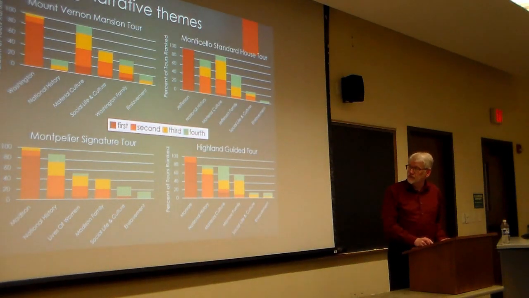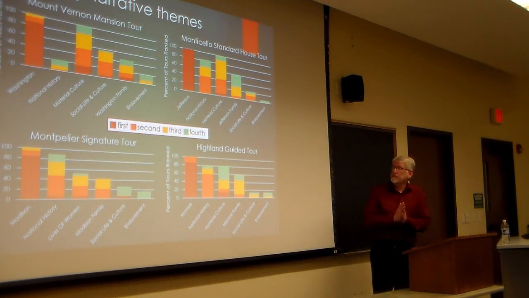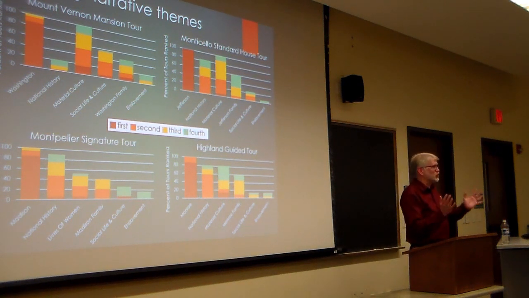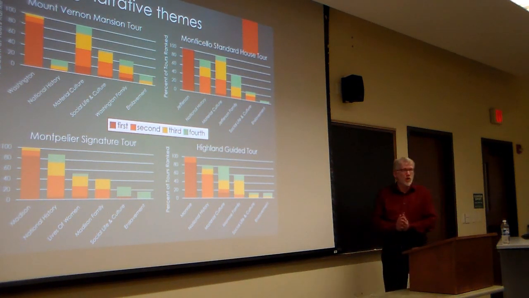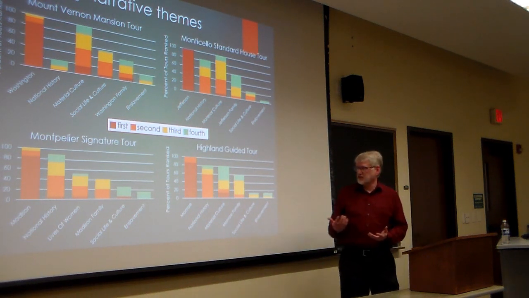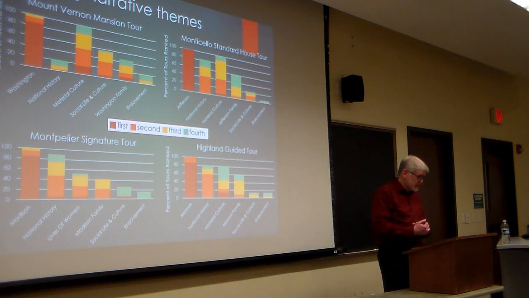If we started to rank the tours, not surprisingly, again, at each site, the single topic ranked first almost all the time was the president at that particular site, Washington, Jefferson, Monroe, or Madison. This is what people come to see. This is what they expect. In part because each museum markets itself using these famous names.